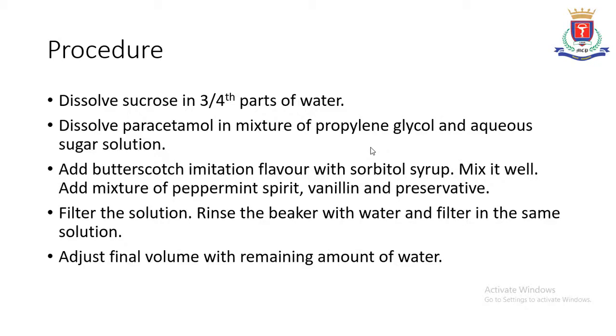Then we'll be dissolving paracetamol in a mixture of propylene glycol and this aqueous sugar solution. Now propylene glycol, as we had already discussed, is a co-solvent, so it is necessary to add paracetamol along with co-solvent, otherwise your paracetamol will not get completely dissolved. Then you'll be adding butterscotch imitation flavor with sorbitol syrup. Mix them well by a normal stirring process. Then we'll be adding a mixture of peppermint spirit, vanillin and preservatives, that is propylparaben and methylparaben.